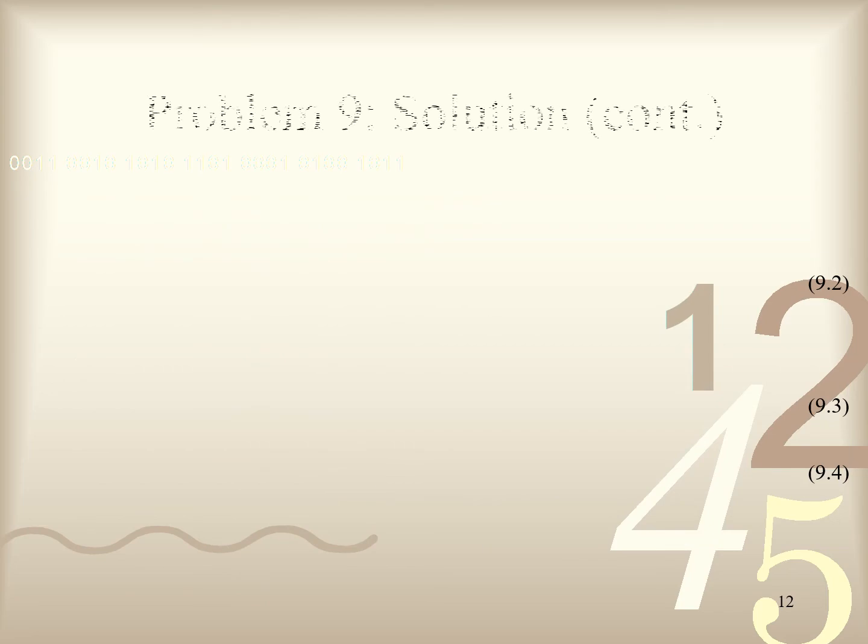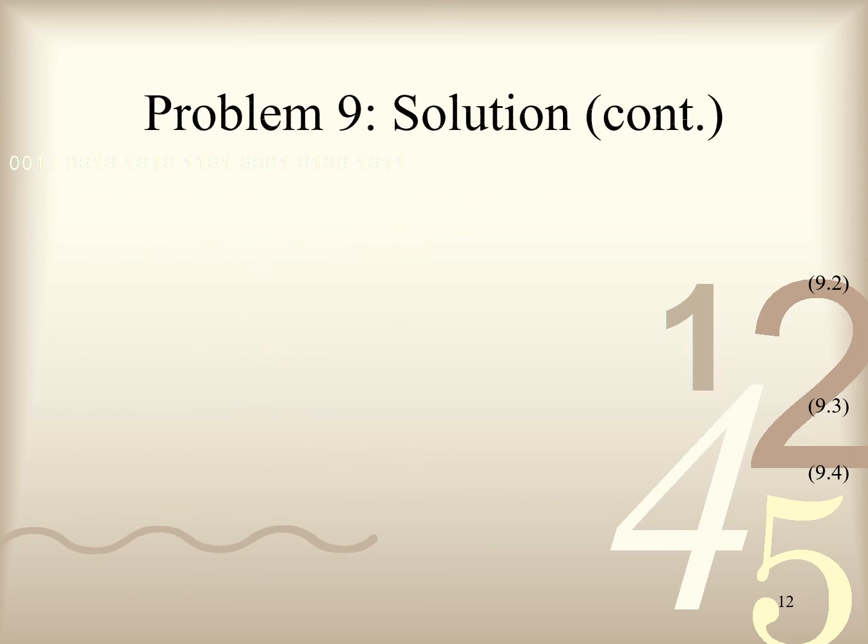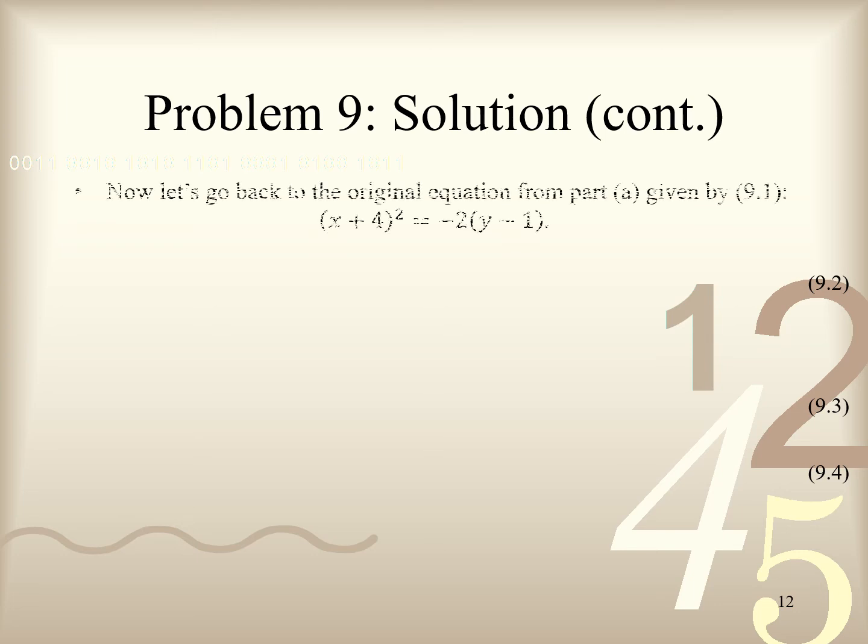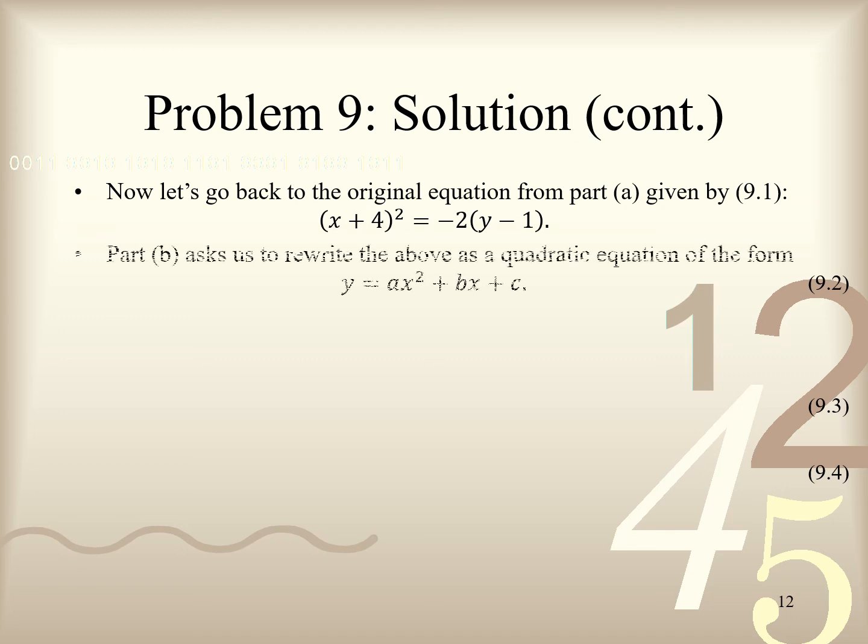We continue solving problem 9, this time considering part B. Now let's go back to the original equation from part A, given by 9.1. Part B asks us to rewrite the above as a quadratic equation of the form y = ax squared + bx + c, which we label as 9.2.